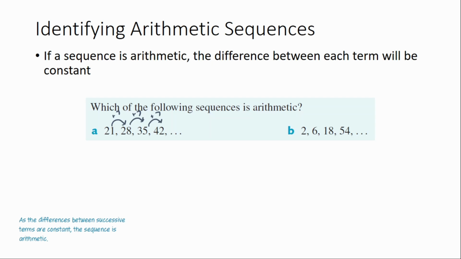And question B, let's have a look. From 2 to 6, we add 4. However, 6 to 18, adding 4 doesn't work here. We would have to add 12 to 6 to get 18. And in this case, we'll have to add an even bigger number. So there might be a pattern going on here, but it's not an arithmetic sequence because we're not adding or subtracting the same number over and over. Down on the bottom right could be an example answer there.